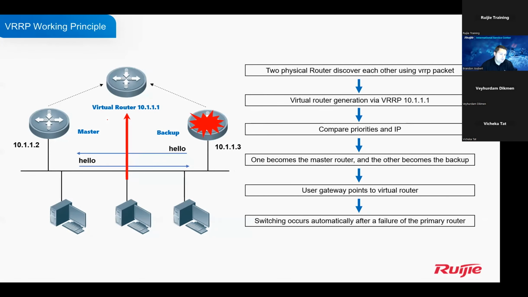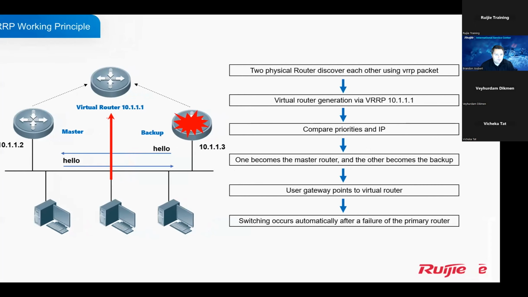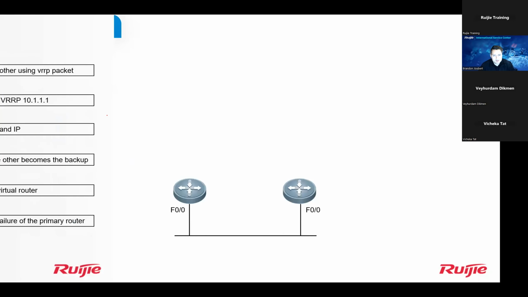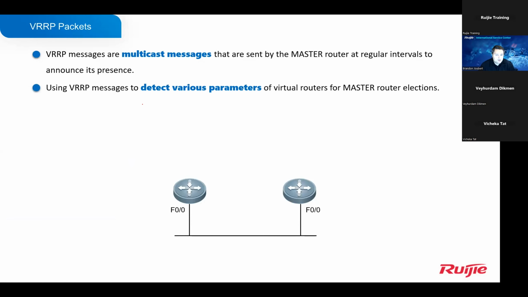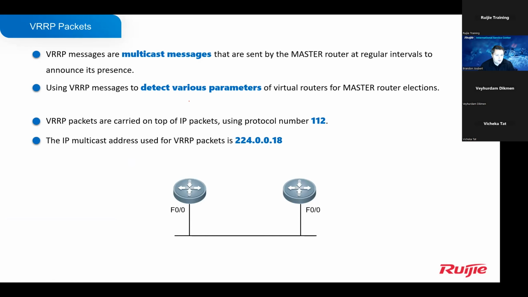VRRP packets. VRRP messages are multicast messages sent by the master router at regular intervals, used to detect various parameters of virtual routers for master router election. VRRP packets are carried on top of IP packets using protocol number 112. The multicast IP address used for VRRP packets is 224.0.0.18.